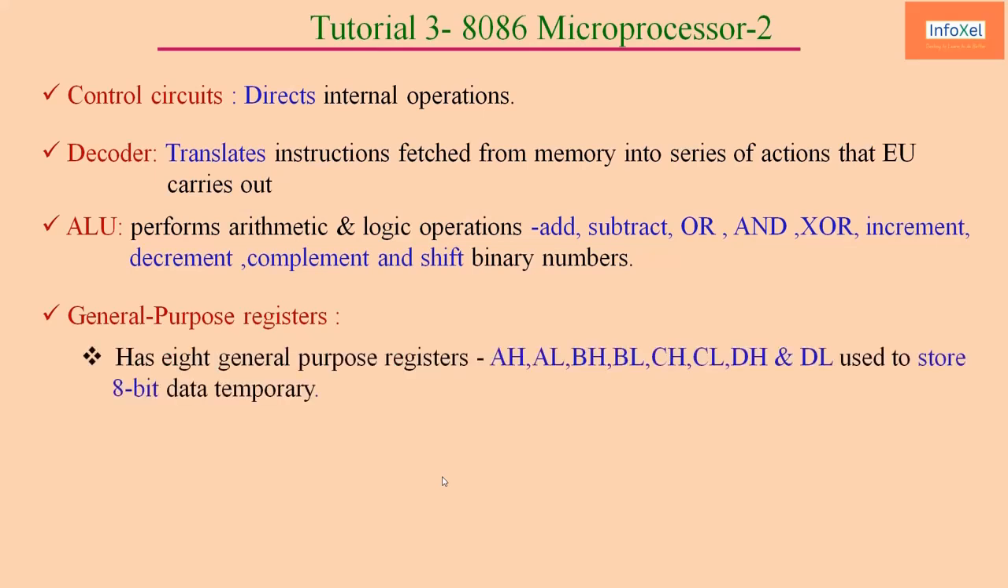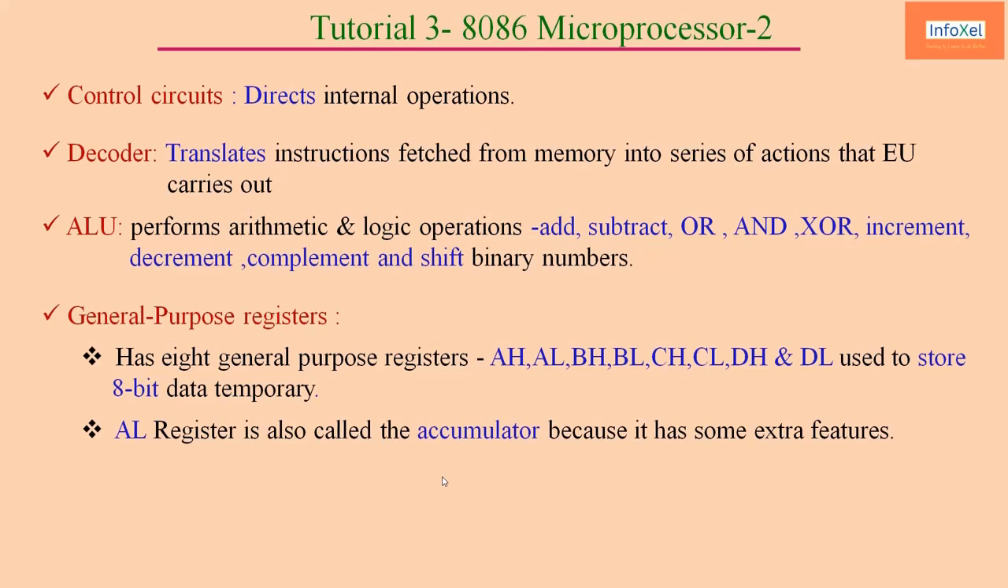The 8086 microprocessor has 8 general purpose registers: AH, AL, BH, BL, CH, CL, DH, DL. All these registers are 8-bit registers. That means each is used to store only 8-bit data temporarily. Then the AL register is also called the accumulator because it has some extra features, which we will discuss later.